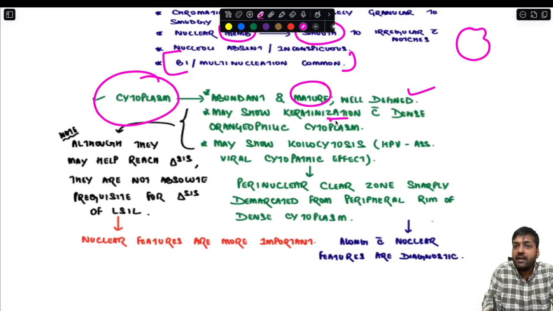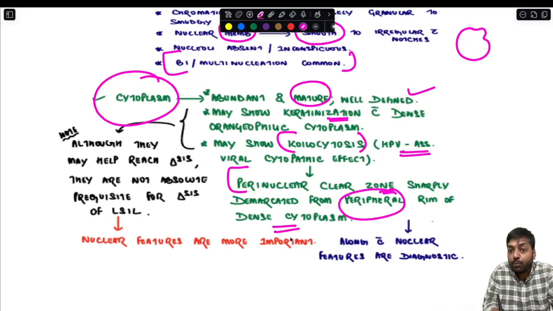They may show keratinization with dense orangophilic cytoplasm, and they may show coilocytosis, which is an HPV associated viral cytopathic effect. What is this coilocytosis? As I showed you, there is a perinuclear clear zone sharply demarcated from the peripheral rim of dense cytoplasm.